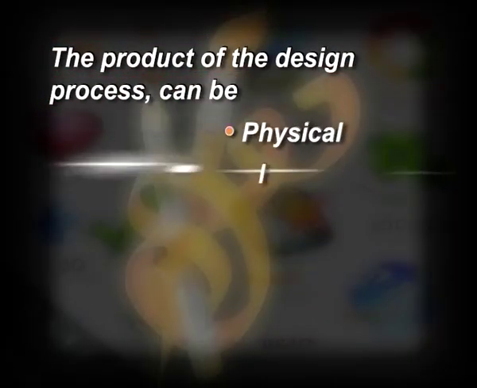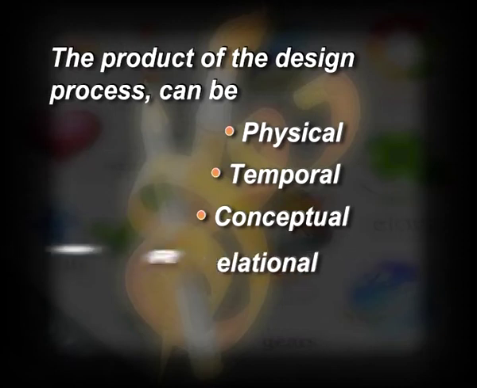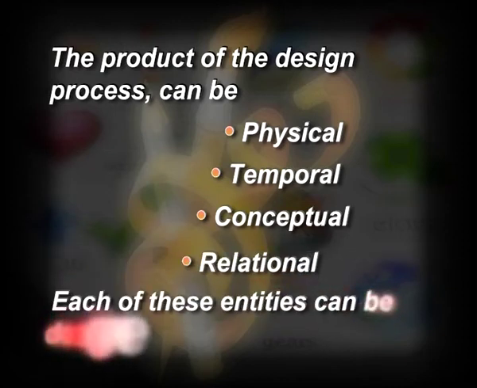The product of the design process can be physical, temporal, conceptual, relational. Each of these entities can be designed. An entity can be designed, that is, it can be created with intent and purpose. The total thought process covering the creation of that entity, the process that gives its form, be it physical, temporal, conceptual or relational, is design.